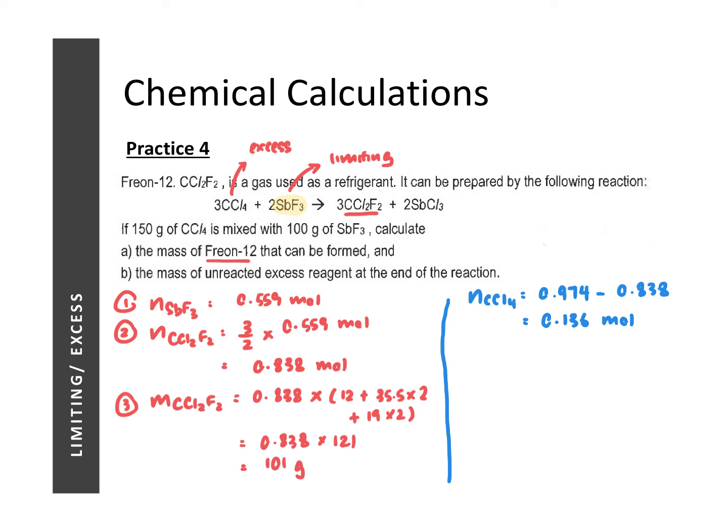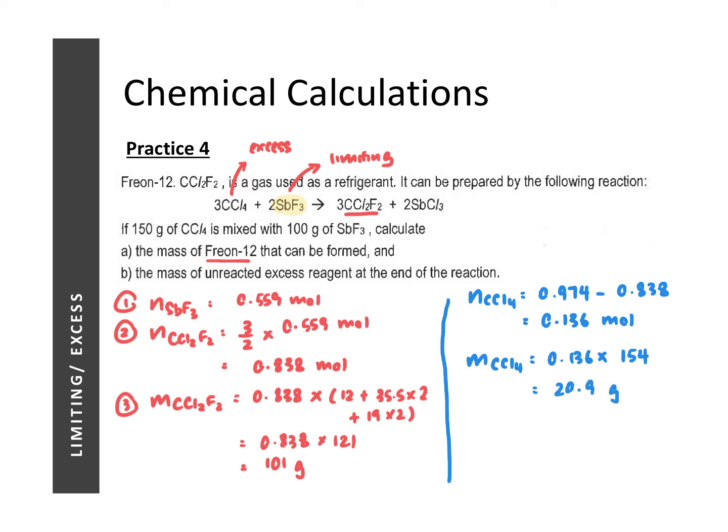And again, the question doesn't want the number of moles, they want the mass. So you can easily find the mass by taking the number of moles multiplied by the molar mass. The molar mass of CCl4 again is 154. So that will be equal to 20.9 grams.